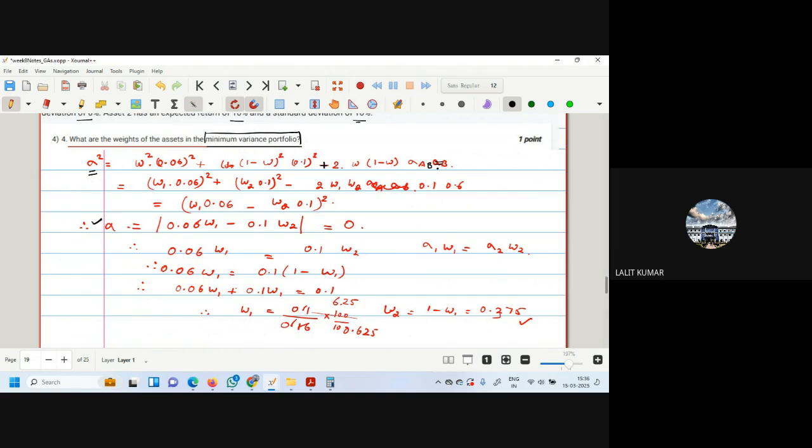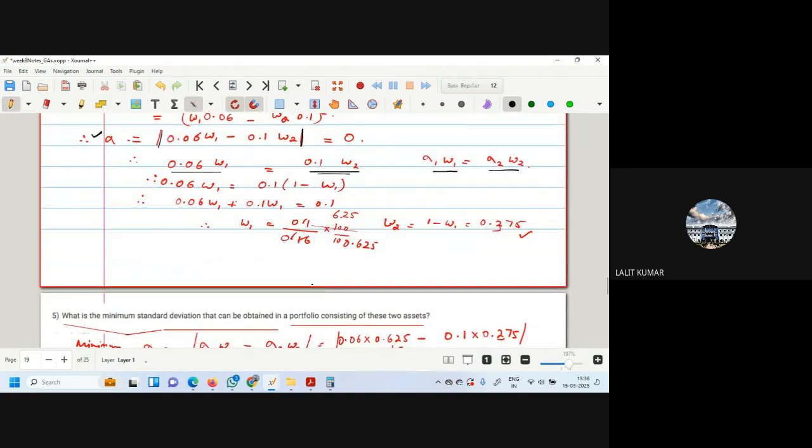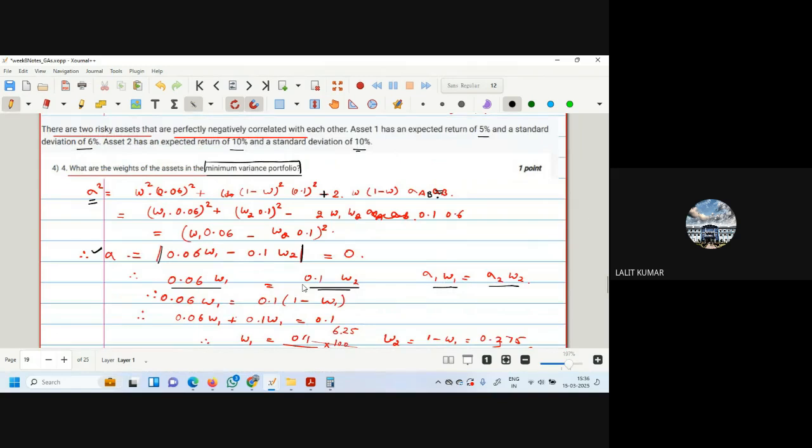So it becomes (0.06 W1 minus 0.1 W2) whole squared. Your standard deviation will be the absolute value of 0.06 W1 minus 0.1 W2. For the minimum, 0.06 W1 is equal to 0.1 W2, because sigma 1 W1 is sigma 2 W2. From here we find W1 and W2. They had asked what the weights are. Is this okay with everyone?